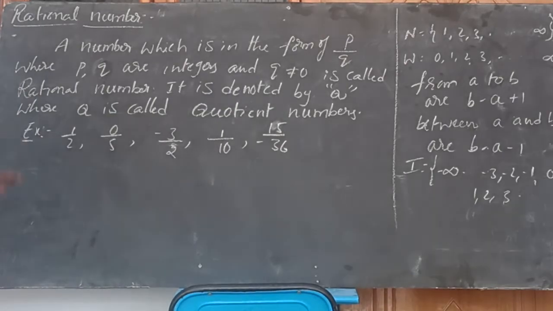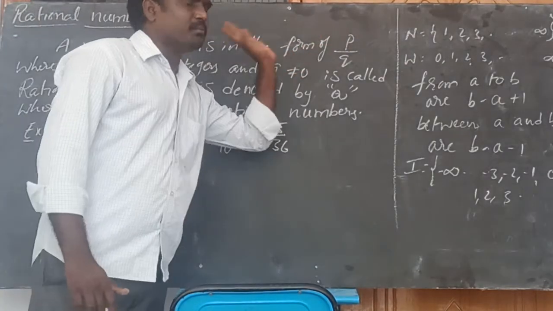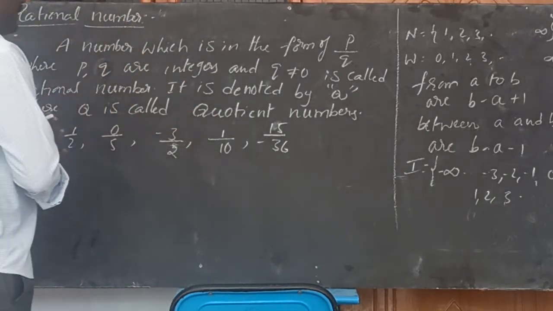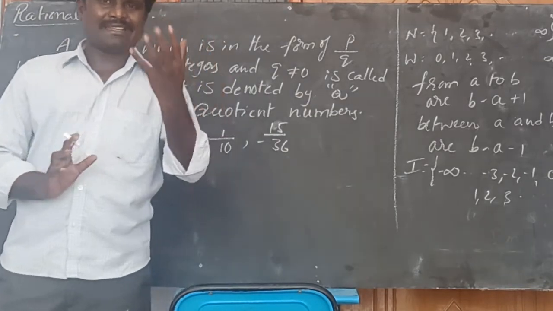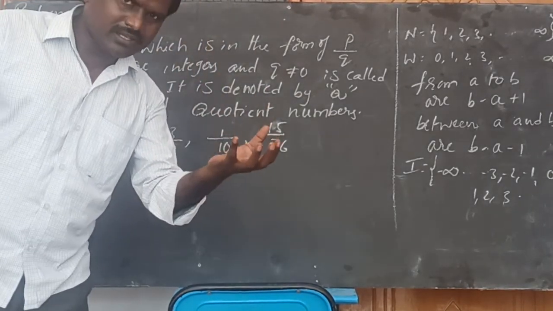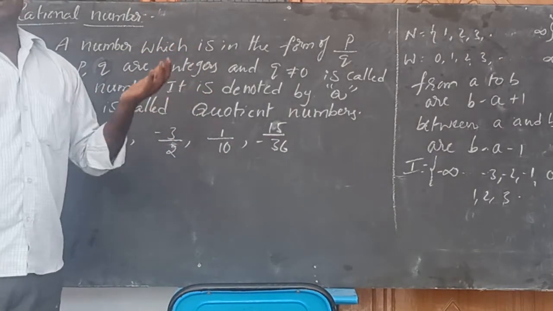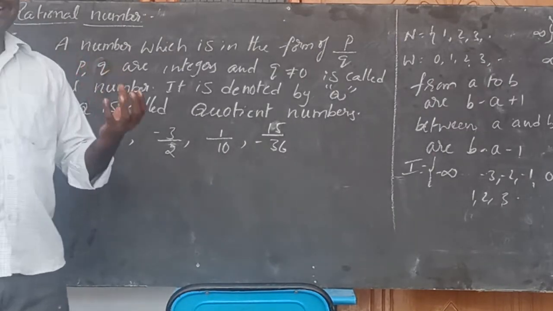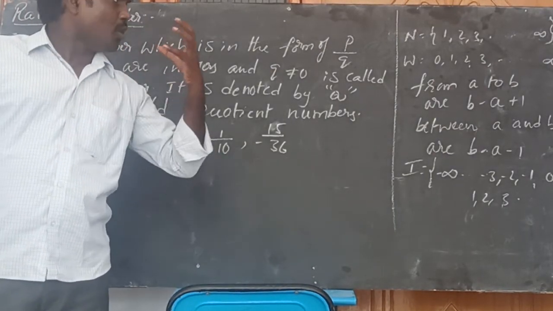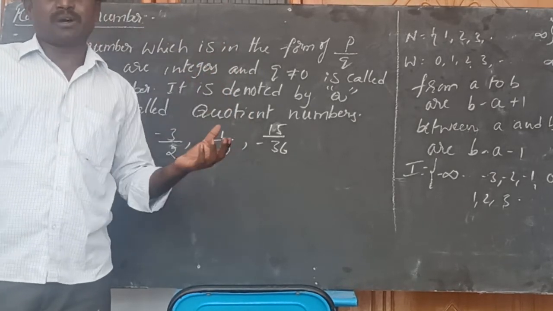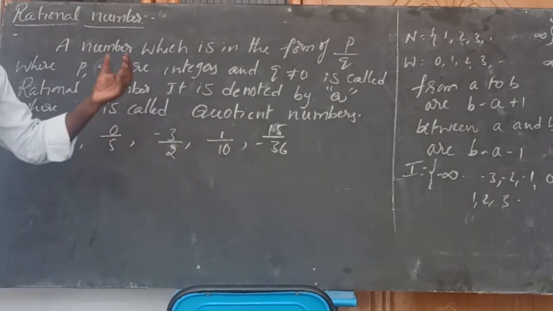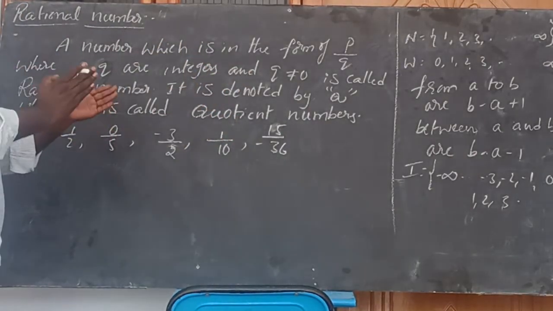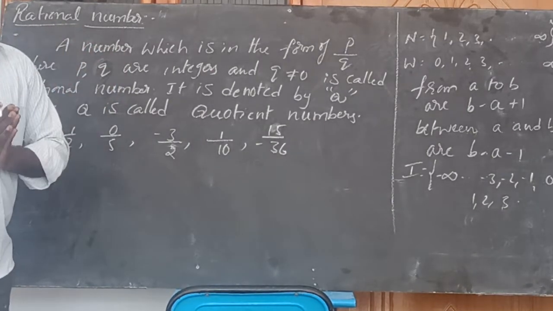Here we have a doubt about P by Q: fractions and rational numbers. Fraction means what? If you take any object, that object is divided into numerator and denominator. That is called a fraction. Numerator means the selected part of a whole object divided into equal parts. Denominator means the number of equal parts. So fractions and rational numbers are quite different.